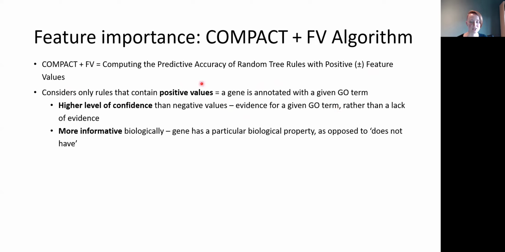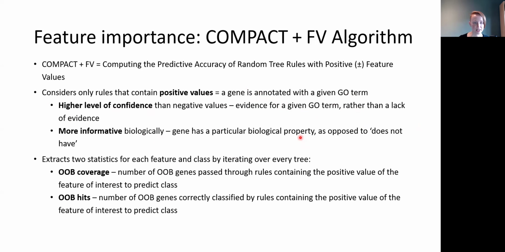This comes back to the fact that positive ones are evidence for a particular GO term, whereas negative values are just a lack of evidence, which is not necessarily the same thing as there being actual evidence for it. Also, on the whole, it's more informative biologically. So if a gene has a particular biological property, it will have a positive value, as opposed to a gene just not having a property, which isn't necessarily as informative overall.